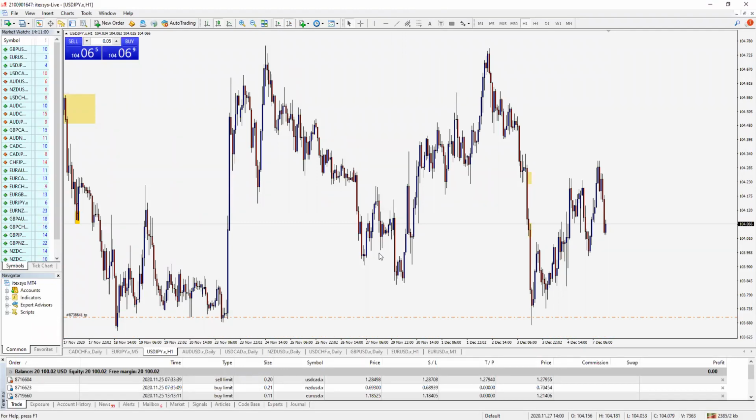So if any one of you has any other pair that usually trades, just let me know and we can go review that one.